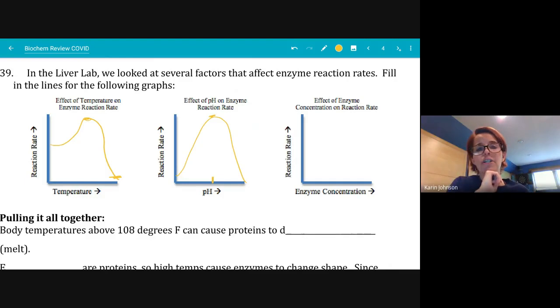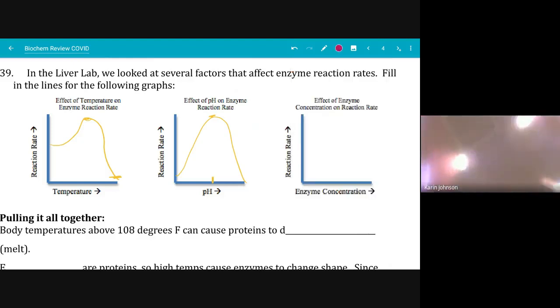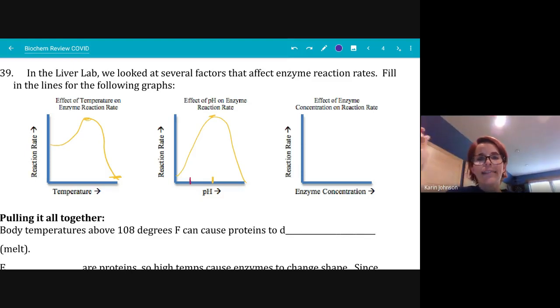If the enzyme lived in your stomach, I'm just going to draw it for the fun of it, it's going to want a pH that's lower. So its graph is going to look more like this, and it'll peak at a lower pH. And if your enzyme lived in your intestines, the intestines have a really high pH, so their peak would be over there. Do you need to know all that? No, we'll just go with this. If you have the general idea that some pHs are good and some pHs are bad, you're good to go. And then the last one, enzyme concentration on reaction rate.